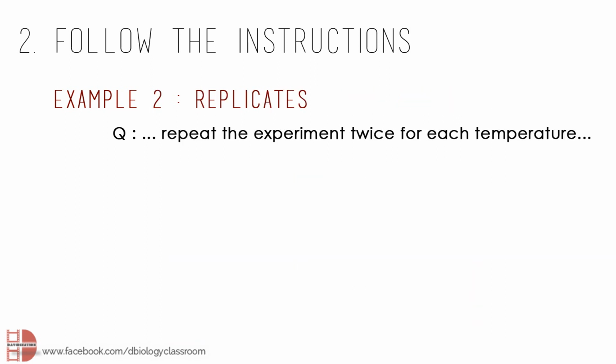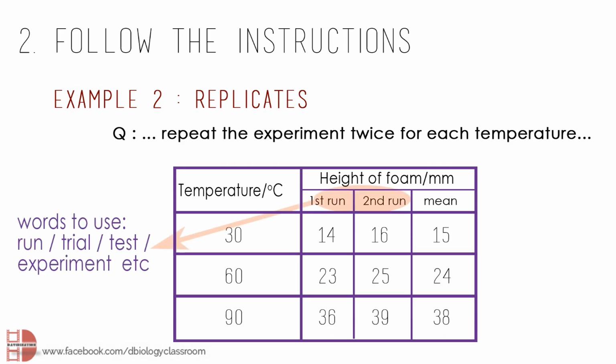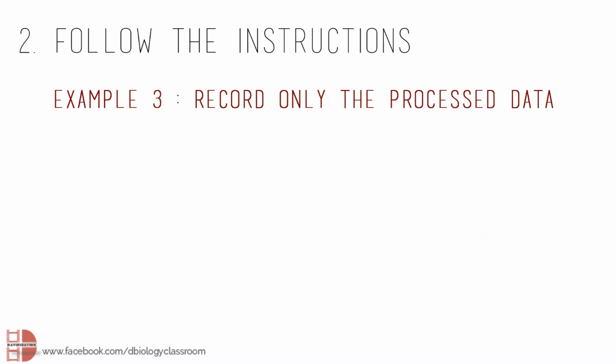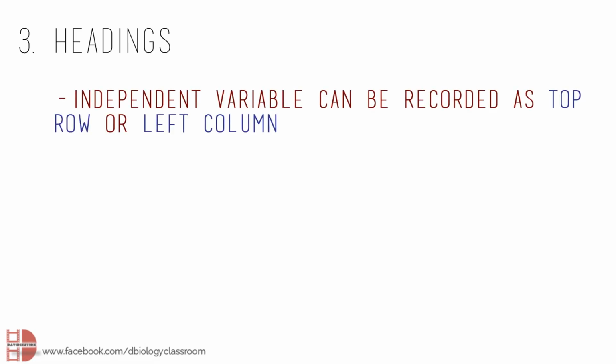If the question wants you to repeat the experiment, make sure the results for all replicates are recorded. Sometimes you might need to calculate the mean as well. Some questions might want you to process the data before you record them. In this case, do not record the raw data. Independent variables can be the first column or the first row.